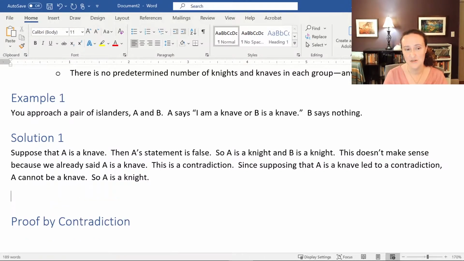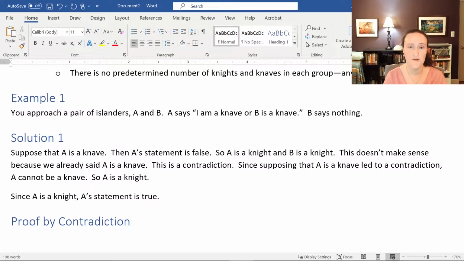All right, well, since A is a knight, A's statement must be true. Knights only say true statements. But when you look at A's statement, the first part says, I am a knave. Well, that part is definitely not true, right? But it is just half of an or statement. So for an or statement to be true, you can have one part be true or the other part be true, or both parts be true.